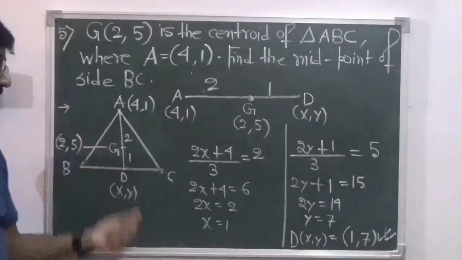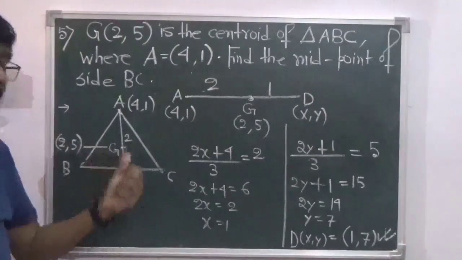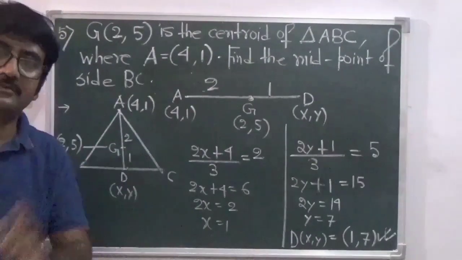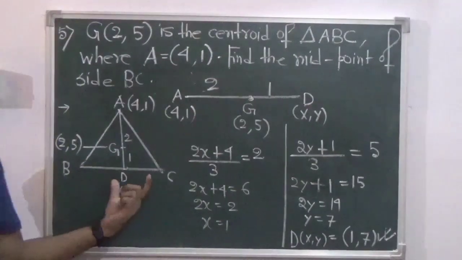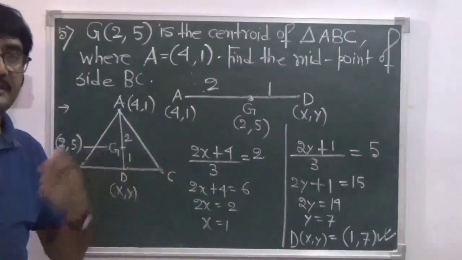So this property you have to understand. You have to remember that the centroid divides the median in the ratio of 2:1, and also it bisects the opposite side. That is why it is the median.